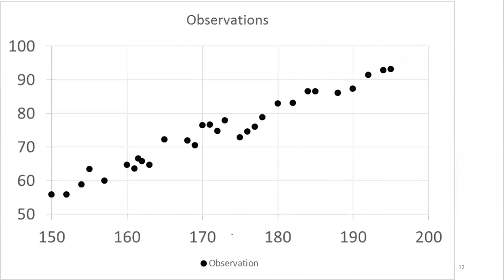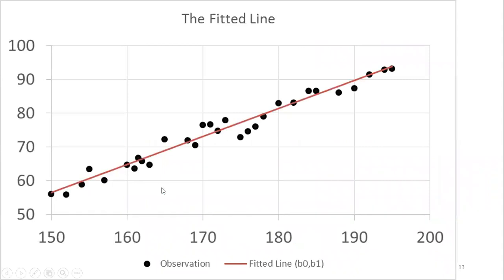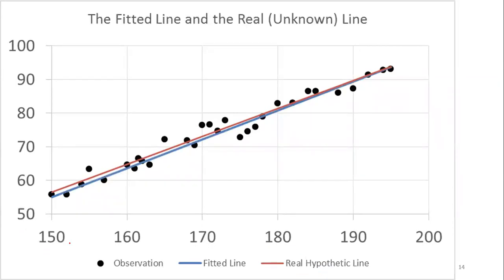Okay, so for example, assume we have something like this. We just take, I don't know, 30 observations. So this red line is the fitted line, okay? This is the B0 and B1. How do we find this line? We find this line by minimizing SSE and finding B0 and B1, okay?